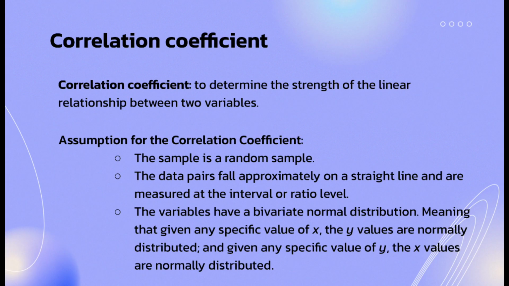Correlation coefficient. The correlation coefficient is used to determine the strength of the linear relationship between two variables. Assumptions for the correlation coefficient. The sample is a random sample. The data pairs fall approximately on a straight line and are measured at the interval or ratio level. The variables have a bivariate normal distribution, meaning that given any specific value of x, the y values are normally distributed, and given any specific value of y, the x values are normally distributed.